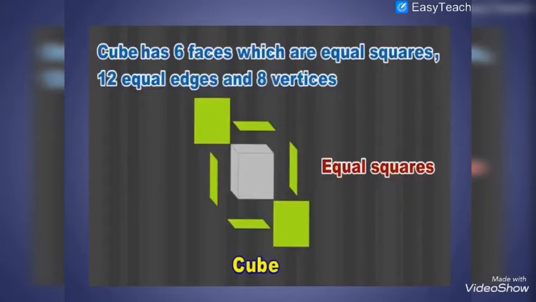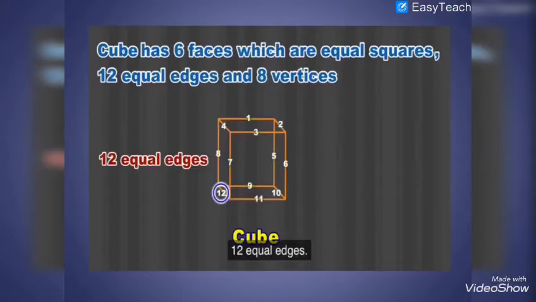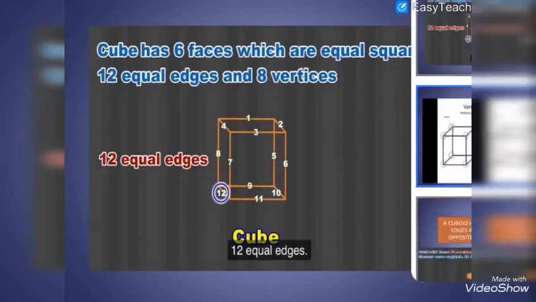See here, equal squares. A cube has 6 faces which are equal squares. Now, 12 equal edges and 8 vertices. So, students, just count the 12 edges. 1, 2, 3, 4, 5, 6, 7, 8, 9, 10, 11, 12. So it means it has 12 equal edges.